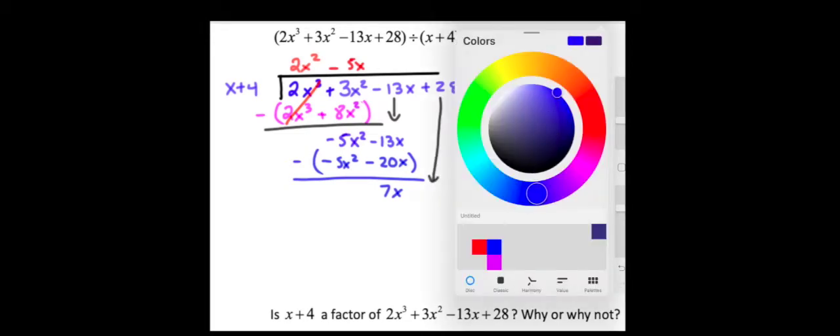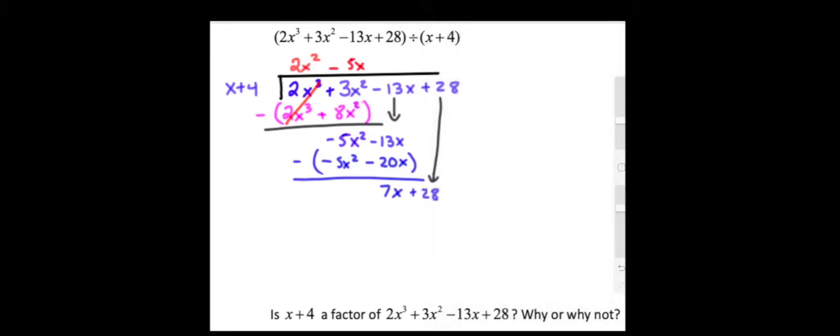And we repeat this process once we bring down the negative 13x. Again, we're not concerned about the 4 in the x plus 4. We're just saying x times what gives us negative 5x squared, and that's negative 5x. And then we're just repeating this process. We subtract. We make sure if we get double negatives, it's like we're adding a negative. We're adding a positive, I should say, sorry. And we bring it down, and we repeat.